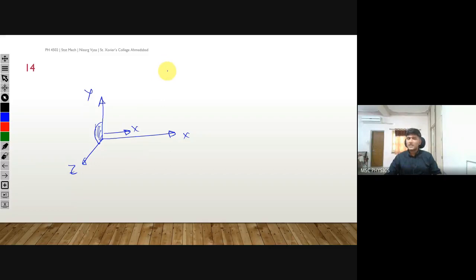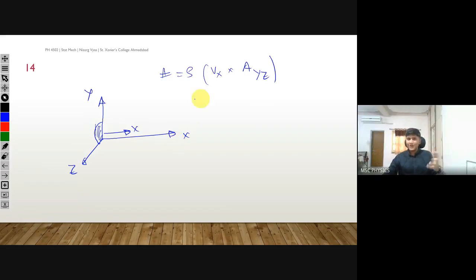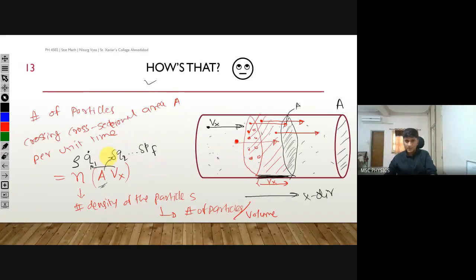So how did we find the total number? The number we found is equal to density times the velocity in the x direction times the area in the yz direction. This is how we found it, right? Are we clear on this? That's how we are doing it there also: rho times the velocity in the q1 direction times the area in all other directions. Since there are so many other directions, the area in all other directions is given by this number, delta q2 times delta p.